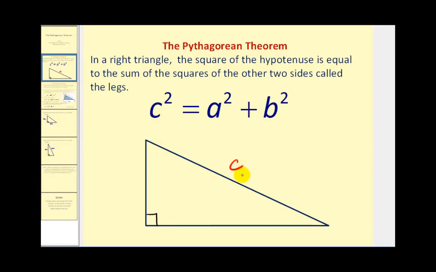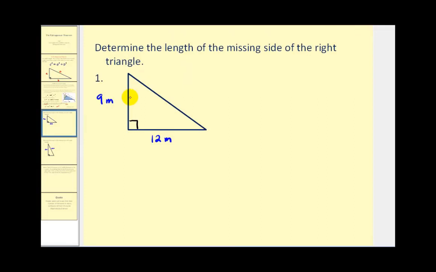The reason that's so important is notice that C is on one side of the equation by itself. The two legs are labeled A and B. It doesn't matter which leg is A and which leg is B, because notice they're on the same side of the equal sign. So let's go ahead and call this side A and this side B. So the length of this side squared must equal the length of this side squared plus the length of this side squared. We want to find the length of the missing side of the right triangle.